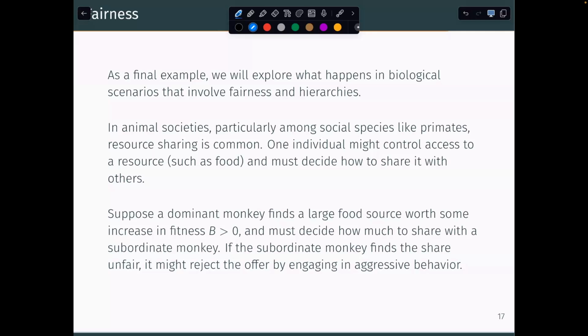Okay, so what we're going to do is suppose that a dominant monkey finds a large food source worth some increase in fitness B, so that's going to be its payoff if it takes it for itself, and must decide how much to share with a subordinate monkey. So the dominant monkey makes the decision here, and if the subordinate monkey finds the share unfair, it might reject the offer by engaging in aggressive behavior.